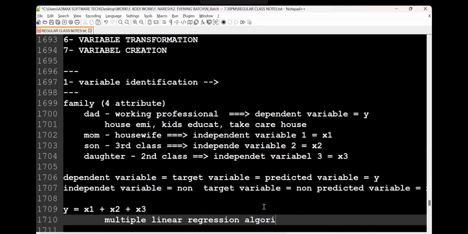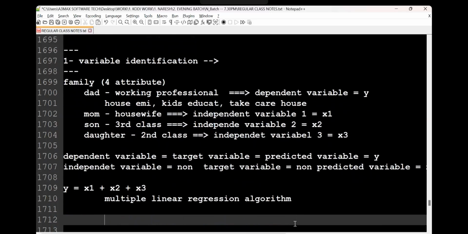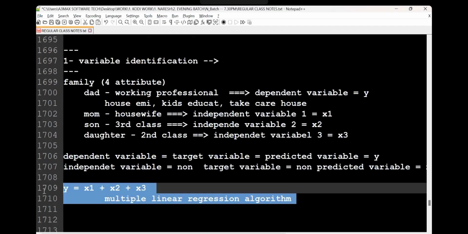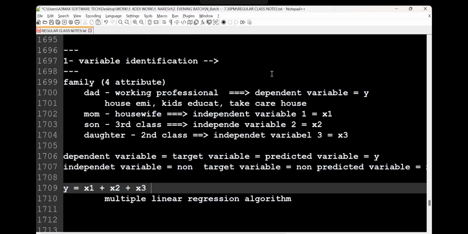So machine learning is nothing but entire math. Machine learning algorithms are nothing but entire math. So guys, do you understand these concepts now? If I didn't give you this example, you could not create these equations. This equation is called the multiple linear regression algorithm, guys.